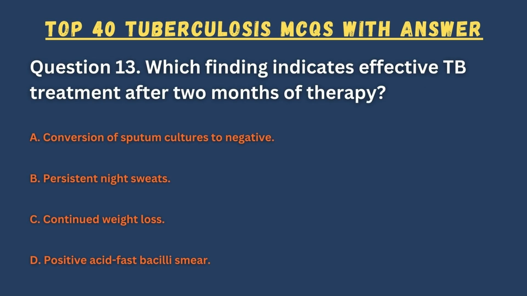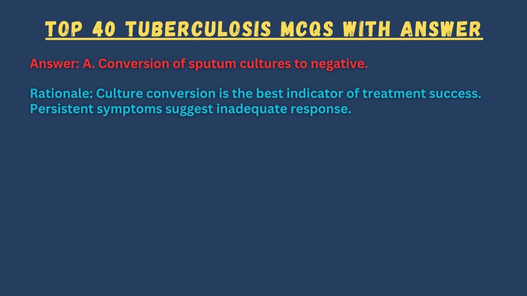Question 13. Which finding indicates effective TB treatment after 2 months of therapy? A. Conversion of sputum cultures to negative. B. Persistent night sweats. C. Continued weight loss. D. Positive acid-fast bacilli smear. Answer: A. Conversion of sputum cultures to negative. Rationale: culture conversion is the best indicator of treatment success. Persistent symptoms suggest inadequate response.